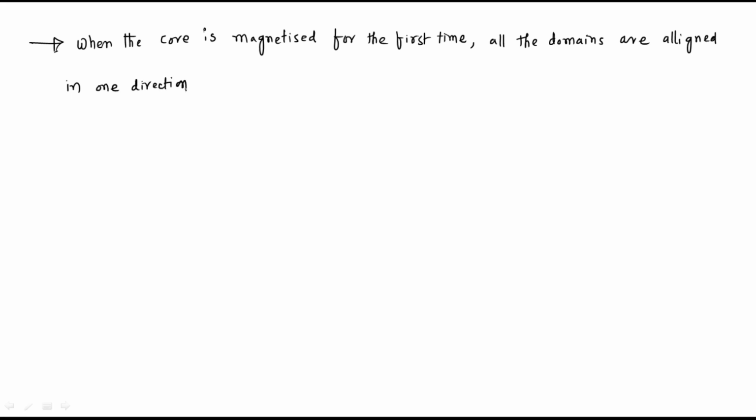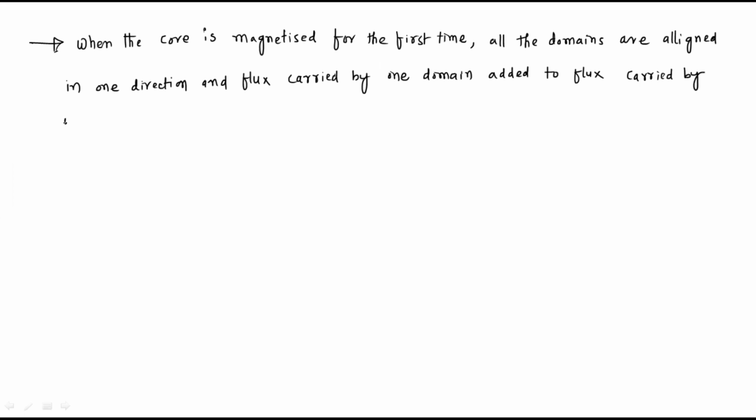Why are they aligned in one direction? Because of the external magnetic field. The flux carried by one domain is added to the flux carried by another domain. Because of the external magnetic field, all the domains are aligned, so the flux carried by one domain is equally added by another domain. So the net flux increases.